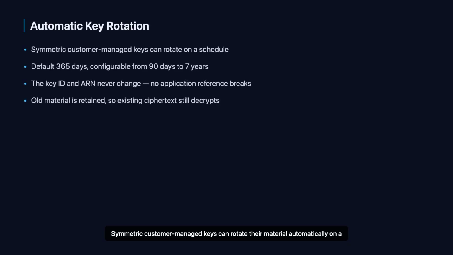Symmetric customer-managed keys can rotate their material automatically on a schedule. The default is 365 days, and you can configure it anywhere from 90 days out to 7 years. Here's the elegant part. When rotation happens, the key ID and the ARN stay exactly the same. Nothing in your application references breaks, because from the outside, it's still the same key. And KMS keeps all the old material around, so anything you encrypted before the rotation still decrypts fine.